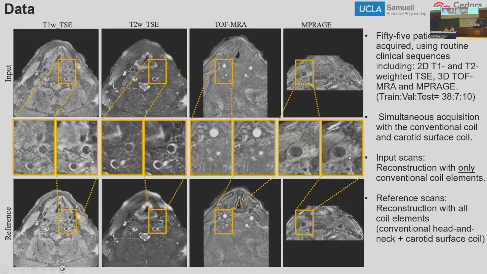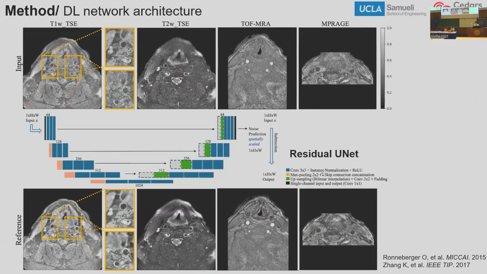So we are designing a deep learning-based denoising method by learning from reference images, which are acquired using all the coils, the combination of the head and neck coil and the carotid coil, while the input image, which is a noisy image, was reconstructed from the same data set but removing the carotid coil elements. We use a residual UNet to train the network, and we have designed an approach that can be applied to multi-contrast images in a generalized manner.